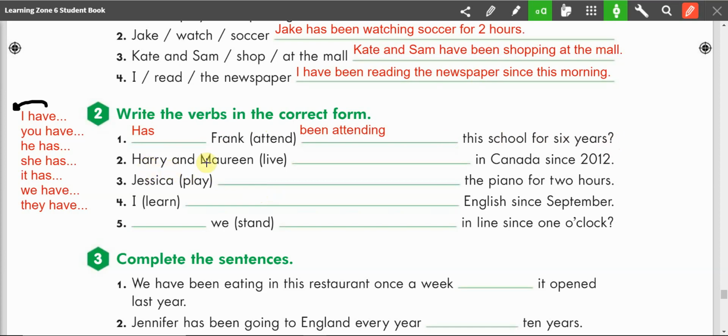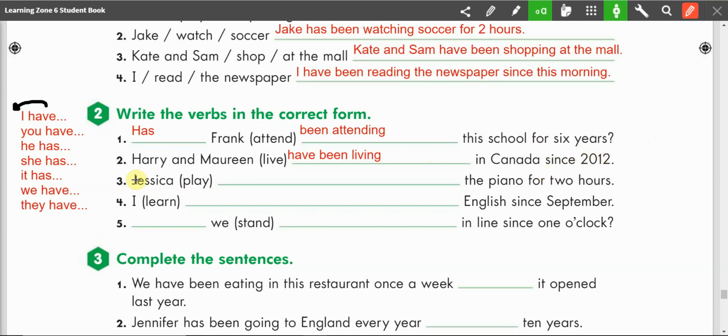So now we have Harry and Maureen. The subject is they, so have. So we say have been, and then living is L-I-V, change the E to an I-N-G. Have been living in Canada since 2012. So this is a specific point, and this is a quantity. That's why this one is for 6 years and this one is since 2012.